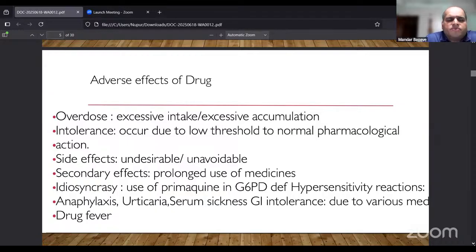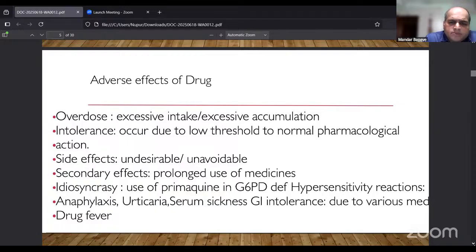Prolonged use of antibiotics can give rise to, say, glossitis. Prolonged use of NSAIDs can give rise to peptic ulcers. Also very commonly seen are idiosyncratic reactions in a G6PD deficient patient when primaquine is used as a radical cure for Vivax malaria. And we see anaphylaxis and urticaria, commonly due to plenty of medicines, commonly antibiotics and NSAIDs.